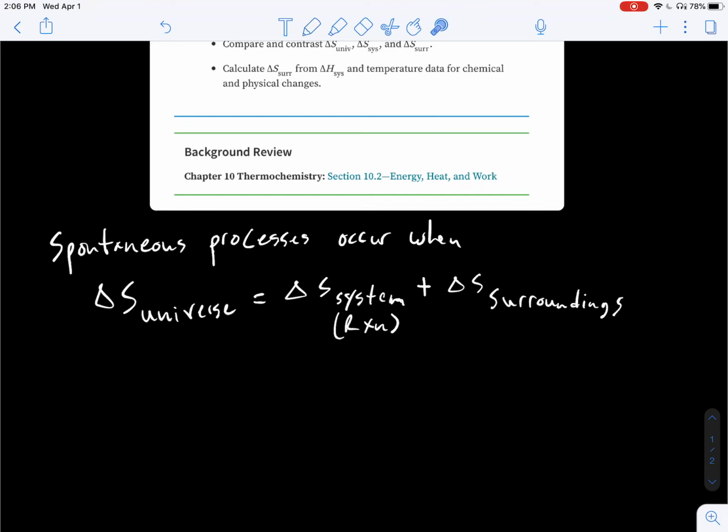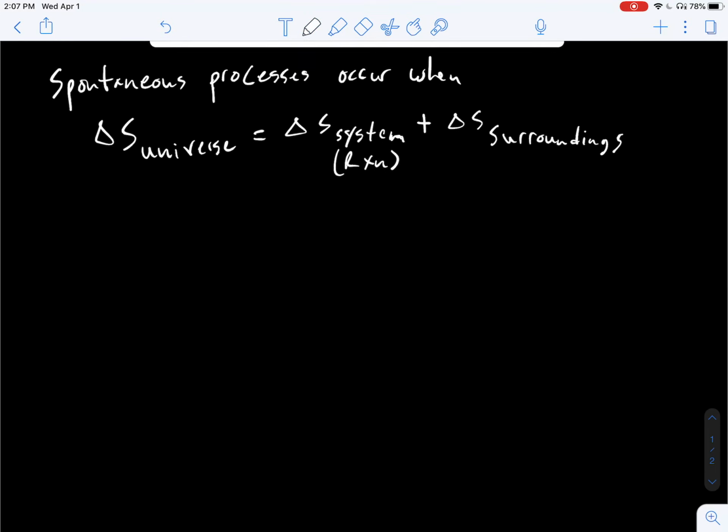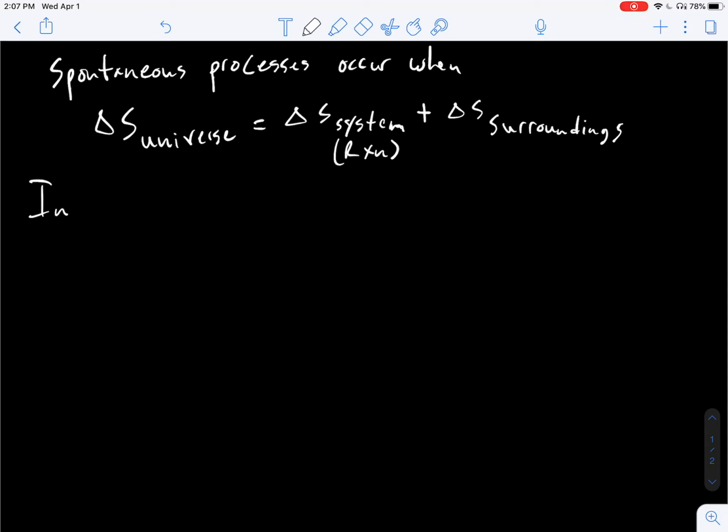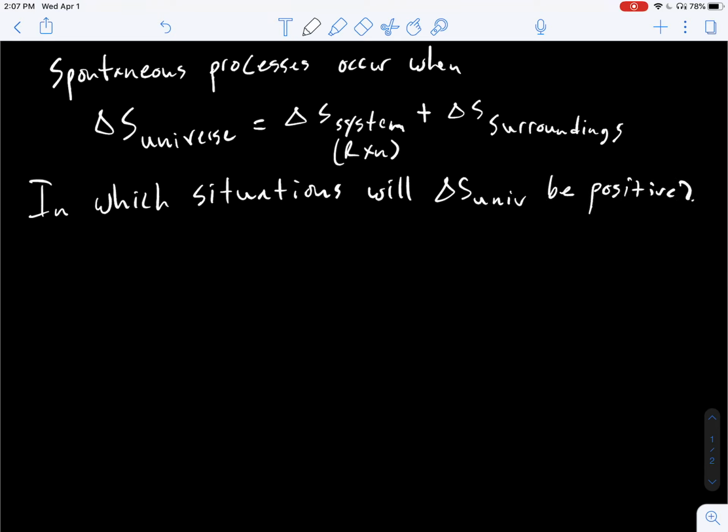So this we can calculate, we found out by using the standard entropy values from a table of a reaction. So we can figure this number out. But we need to have an equation to figure this number out so we can actually figure out if something's spontaneous. Now, before we do that, let's think about in which situations or conditions can the delta S of the universe actually be positive? Just mathematically speaking.